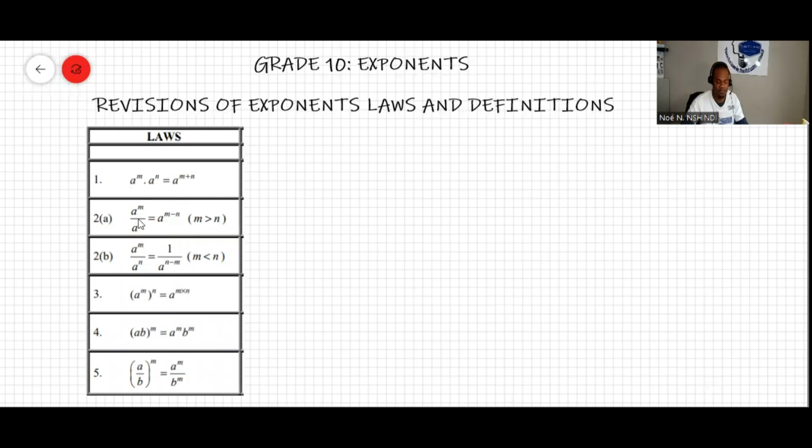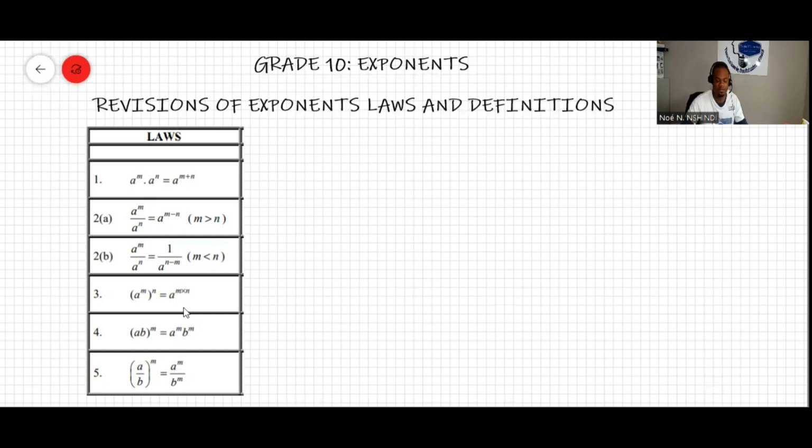And if you have a to the m over a to the n, this can be written as a to the m minus n. Look at formulas 2a and 2b. 2b says a to the m over a to the n equals 1 over a to the n minus m. I want you to notice they are useful when you compare m and n. This one is useful if m is greater than n, and the following is useful when m is less than n.